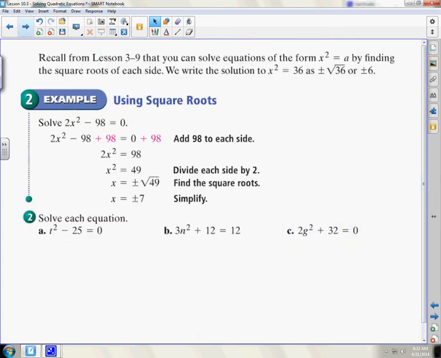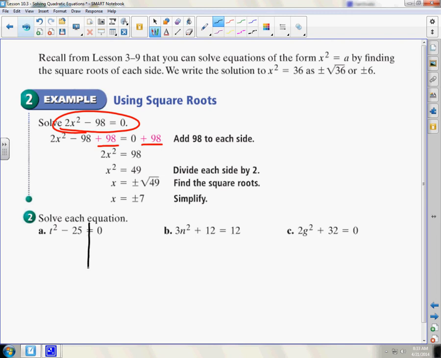The other way, which I think is a lot easier, is to find the square roots. What you do essentially is solve the equation. You take this equation and add 98 to both sides. If you look right here, that's what they did. Then they get 2 times x squared equals 98. You divide by 2, and then you take the square root. It's much easier, you don't have to graph, and you can solve the equation pretty quickly.